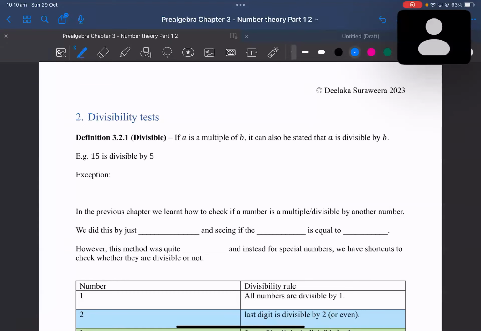So we're going to learn some divisibility tests, like a quick way to check if a number is a multiple of something. I know some of you have probably done some of these already, but I want you to become really good at it. This is the point of this section, because when you go to prime numbers, these divisibility tests are really, really important.